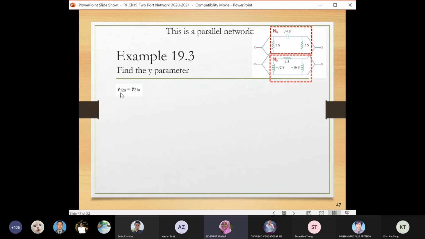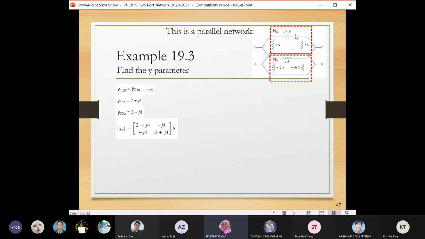Y12A is equal to Y21A, and this one is negative J4. Y11A is equal to 2 plus J4. Y22A is 3 plus J4. So therefore, YA is equal to [2 plus J4, negative J4; negative J4, 3 plus J4]. And Y12 and Y21 are always the same value.